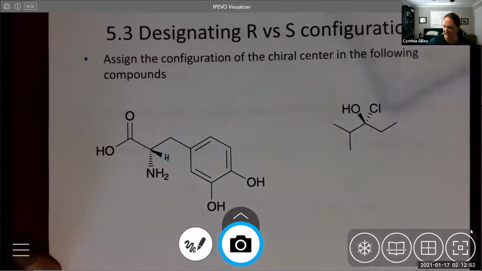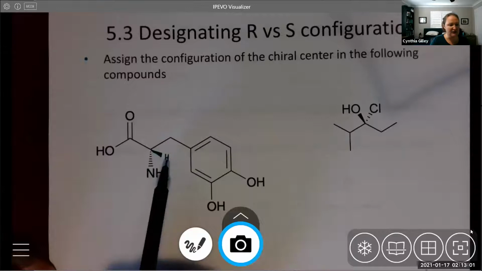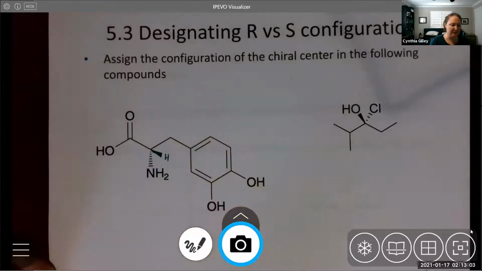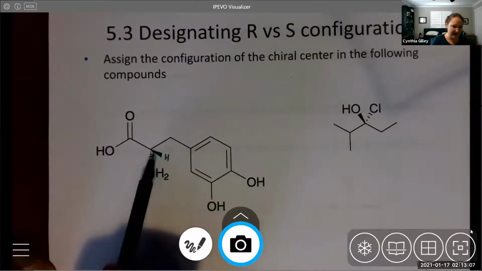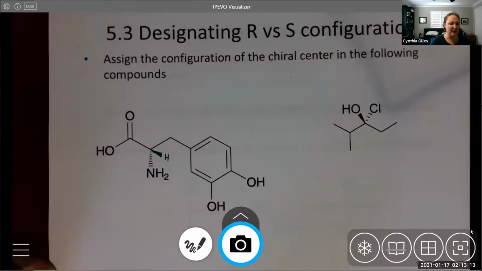So next we need to prioritize the groups. And we prioritize based on what atom is directly attached to that chiral carbon. So for example, that carbon has a hydrogen, a nitrogen, and 2 carbons directly attached. And then we look at atomic number. Whichever one has the highest atomic number has the first priority.